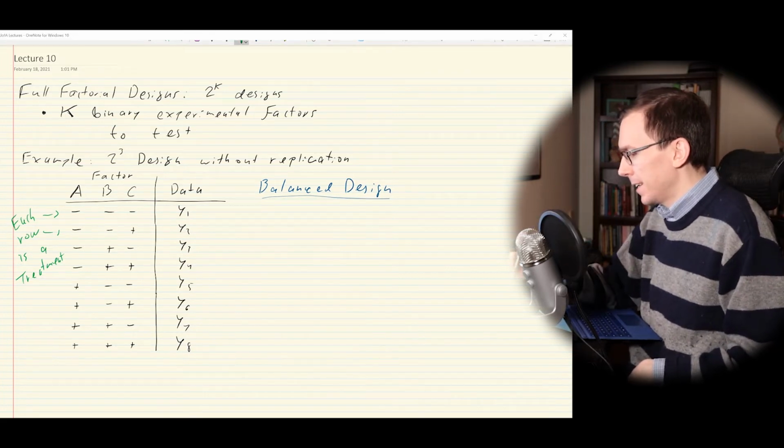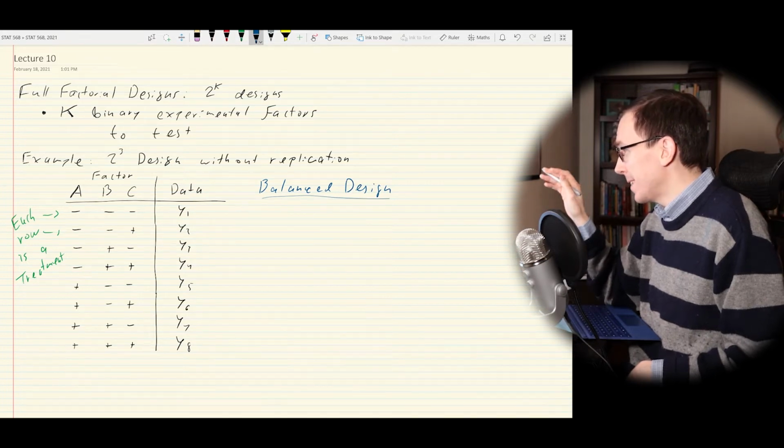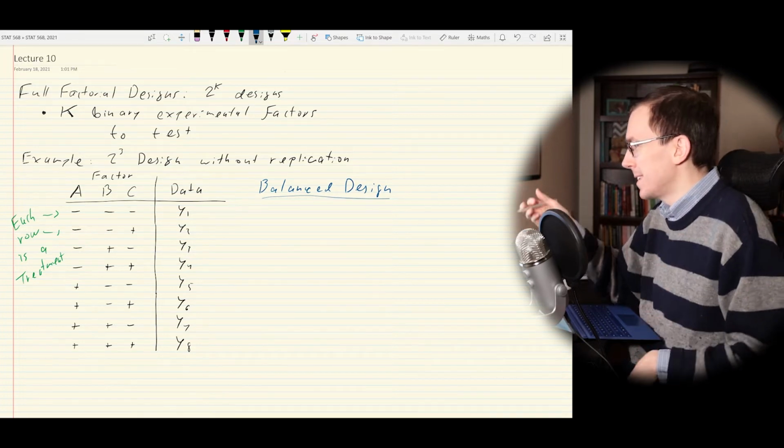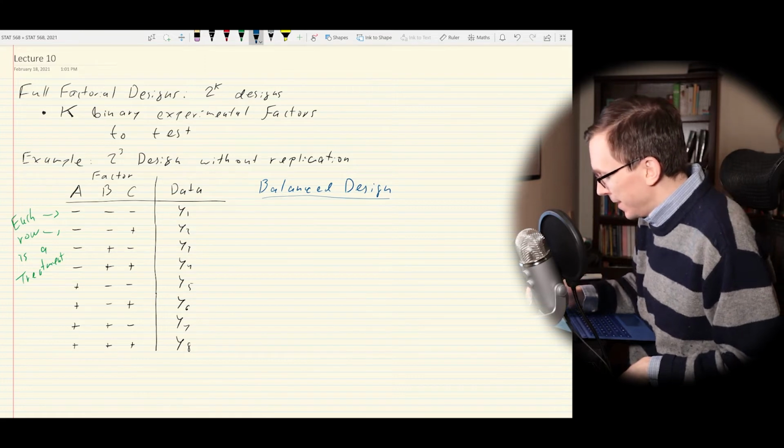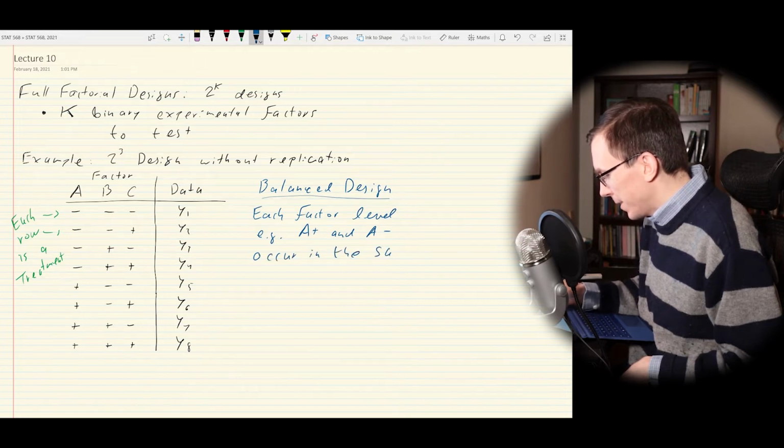So for the balanced design, there we are, blue. To have a balanced design, it means that each factor level, so each plus or minus, occurs in the same number of treatments. So basically each factor level, e.g., let's say A plus and A minus, occur in the same number of treatments, rows.